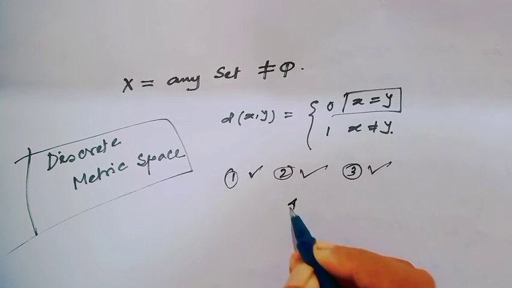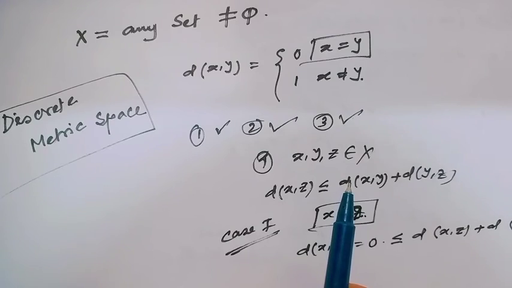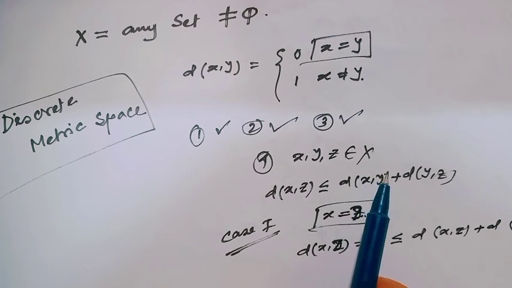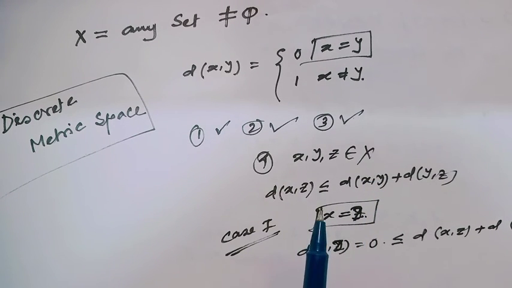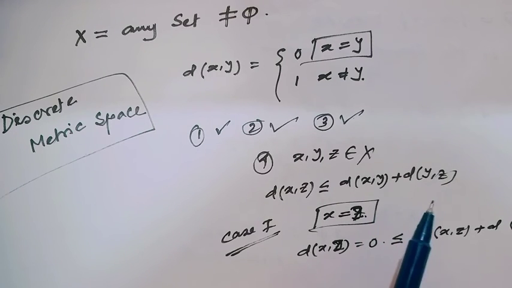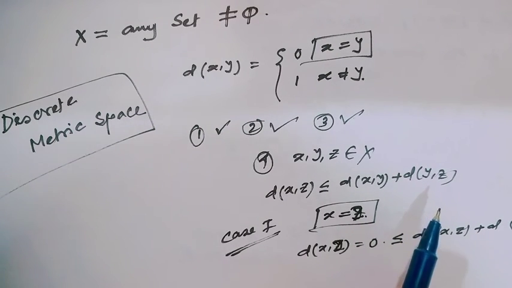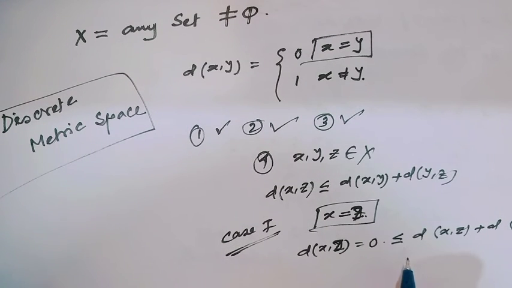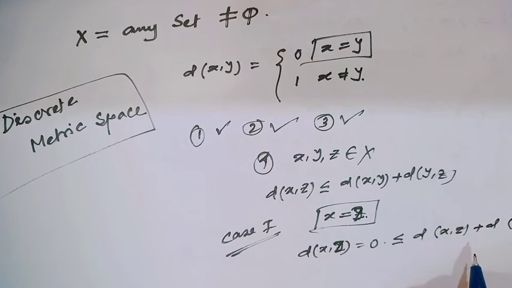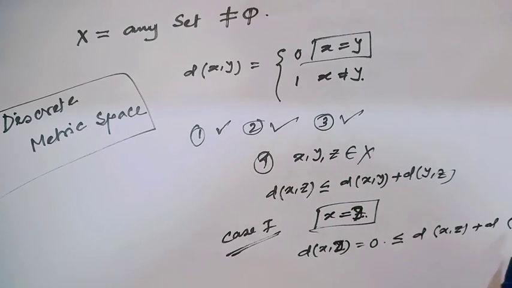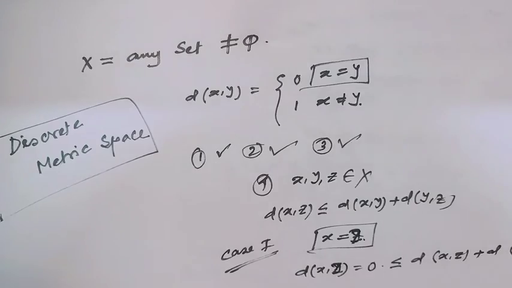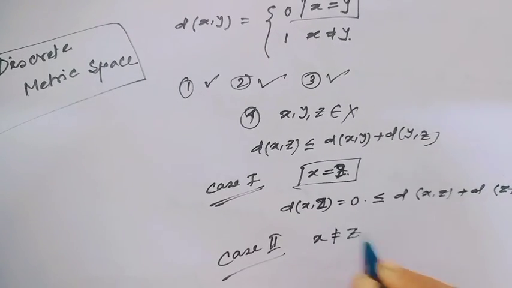Then the next condition is the triangle inequality. For this, consider 3 arbitrary points x, y, z belonging to the metric space X. Then d of x, z is always less than or equal to d of x, y plus d of y, z. We have to prove this. At first consider x equal to z. Then obviously d of x, z equals 0. And this is always less than or equal to d of x, y plus d of y, z, because these are positive quantities.